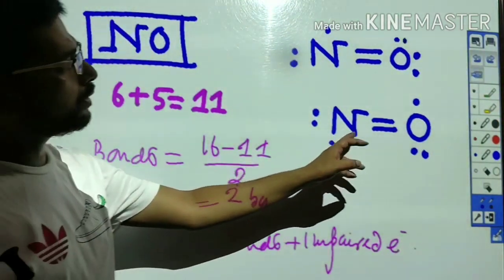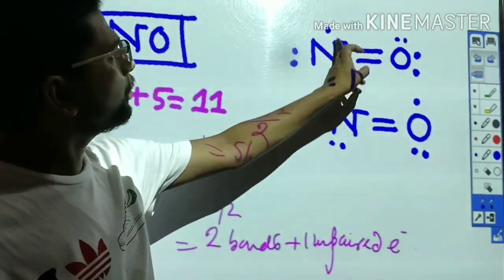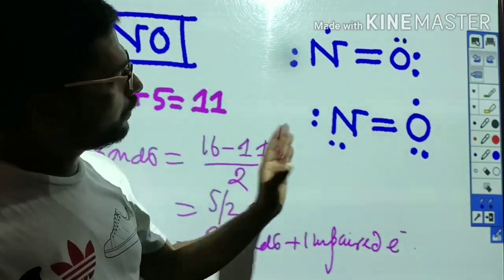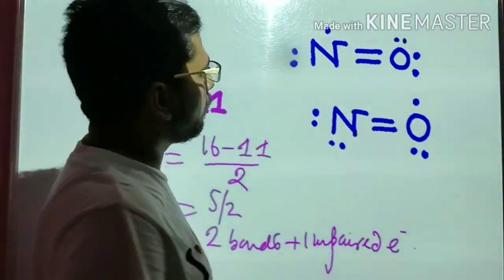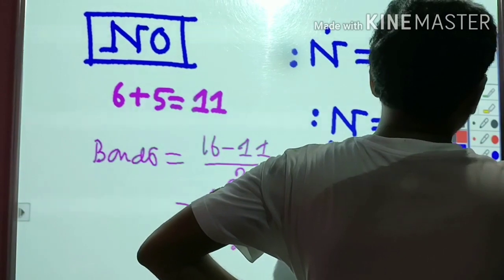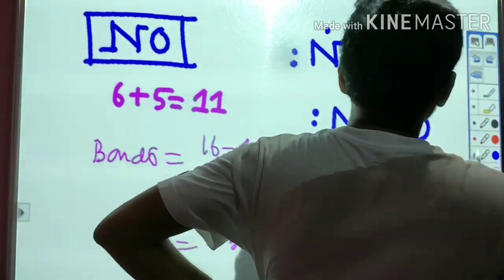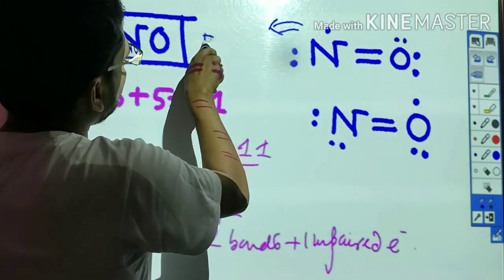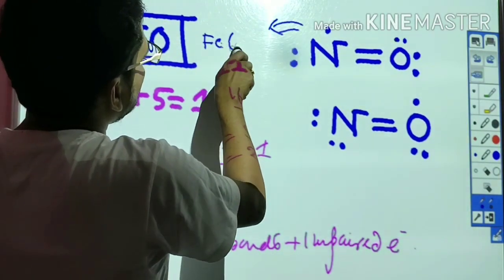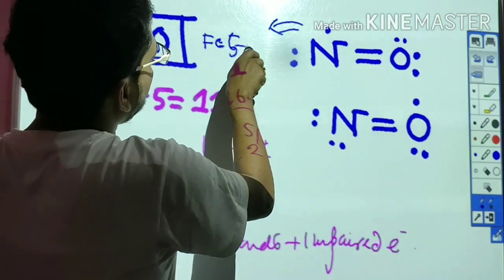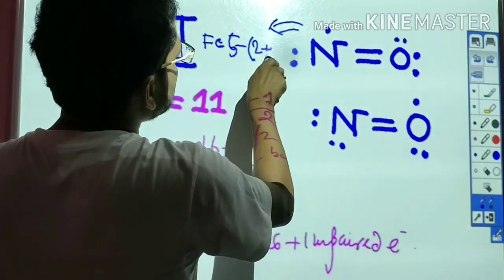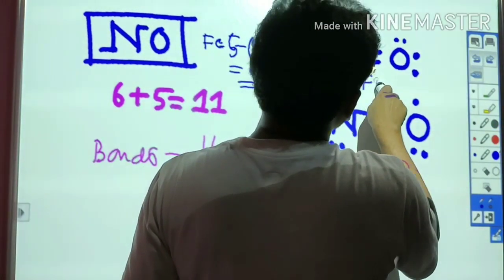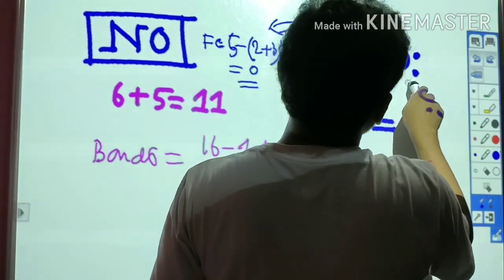So here we put the unpaired electron on oxygen. Here we put the unpaired electron on nitrogen. Now, if you calculate the formal charge, what will be the formal charge? Let me calculate. Here, is there any formal charge? Formal charge equals 5 minus 2 bonds plus 3, so 0. So no formal charge. Here, oxygen is happy with 2 bonds, so no formal charge.